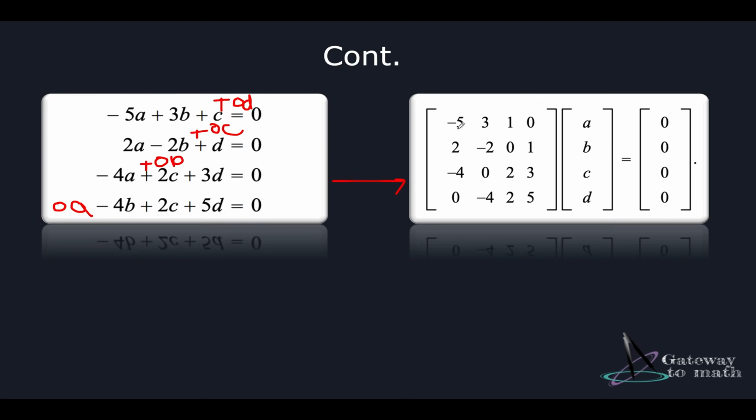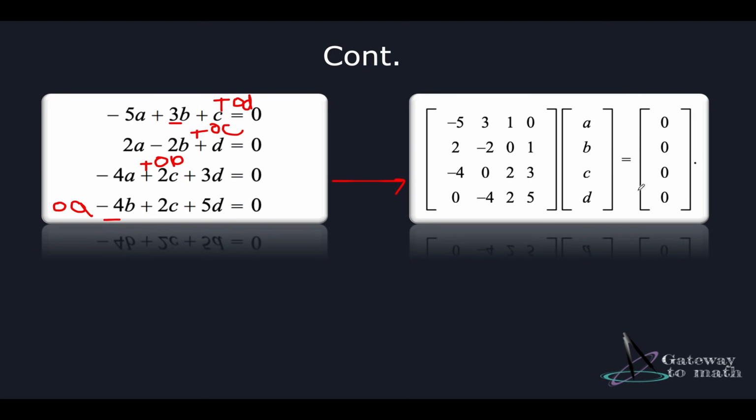So let's take in the coefficients. We have minus 5, 2, minus 4 and 0. Then we have 3, minus 2, 0 and a... Oh, I'm sorry, the second column is for B, this is for A, this is for B. So this one is 3, minus 2, 0 and minus 4. Then the third column will become 1, we don't have anything here, 0, 2 and 2. And then the last column, which is for D entries, will become 0, 1, 3 and 5 respectively.